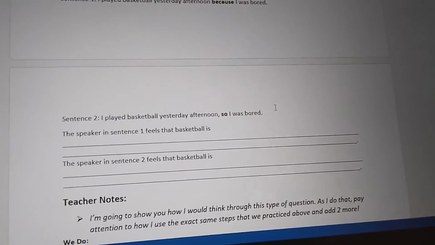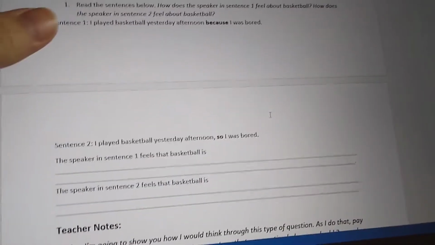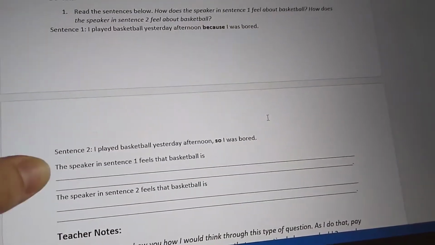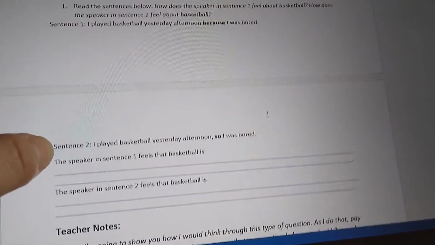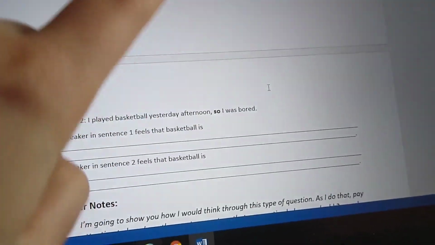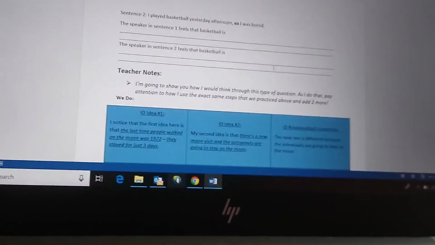So you can see that in sentence 1, they have a positive idea about basketball, and in sentence 2, they have a negative idea about basketball. So just changing this word of because and so changes it from positive to negative. We'll keep going with this.